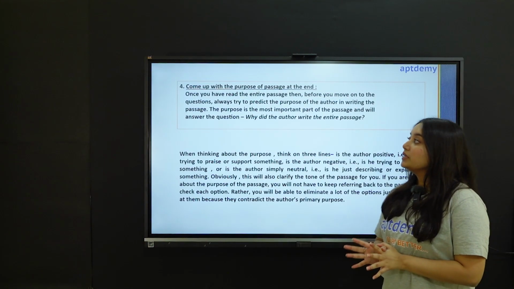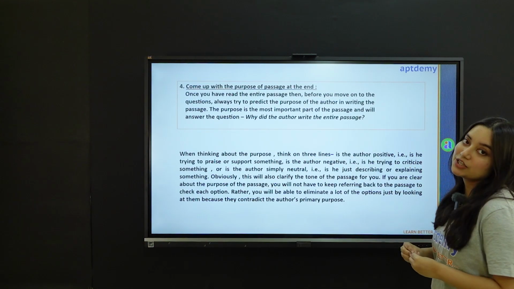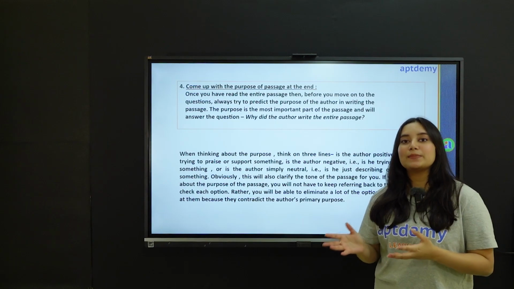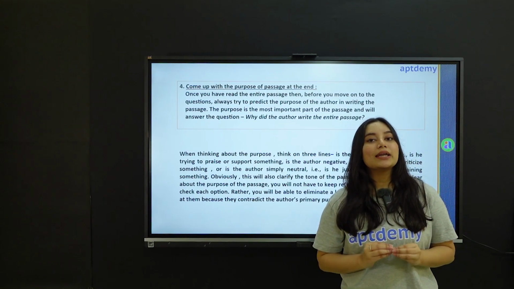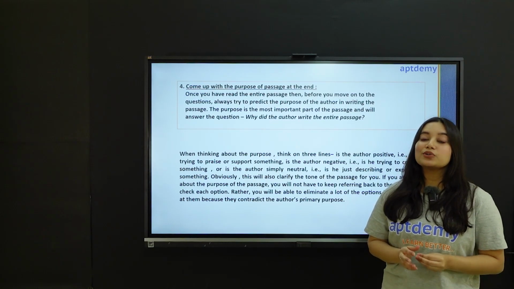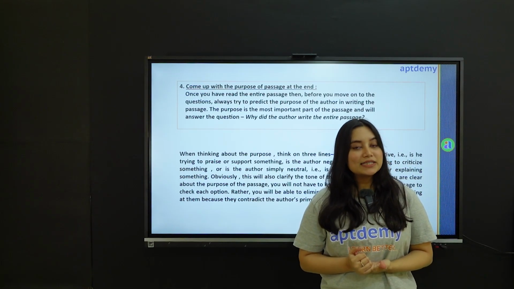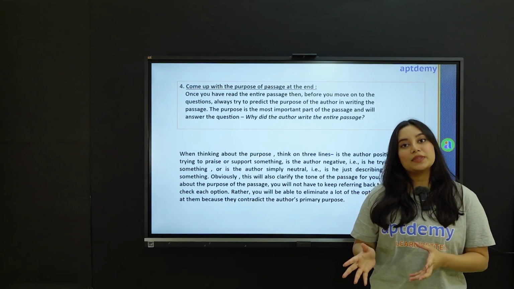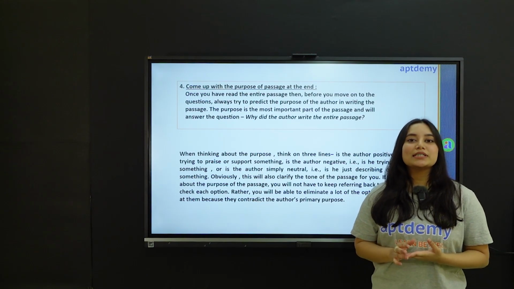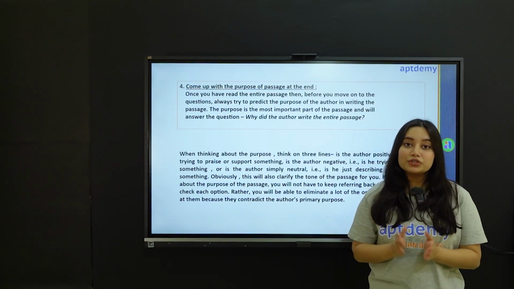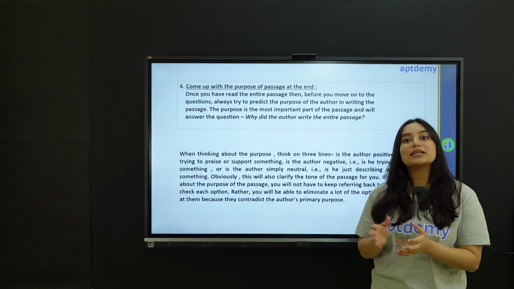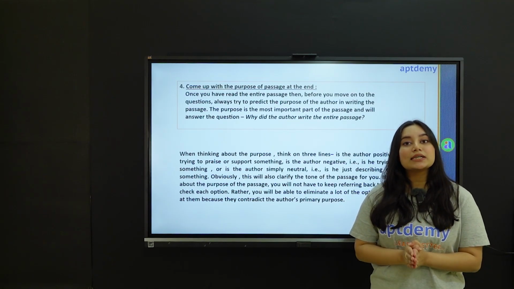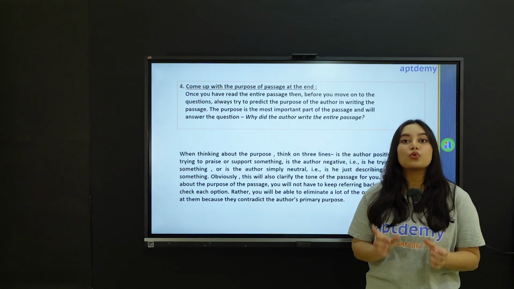The next thing that you need to do is come up with the purpose of the passage at the end. You always need to come up with the purpose, or why the author has written this passage. Now this not only gives you an idea of what the passage is about, it also clears the tone of the passage for you. For example, it might be positive where the author is supporting something. It might be negative where the author is advocating against something, and it might be neutral where the author is just describing an event or a species or say a scientific discovery. So you need to understand what kind of passage this is, what is the tone of the passage.